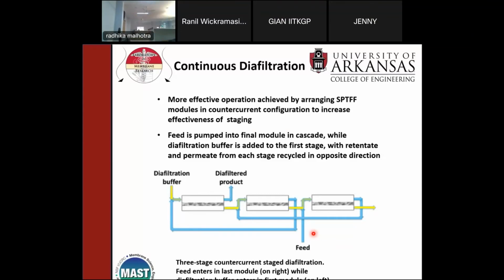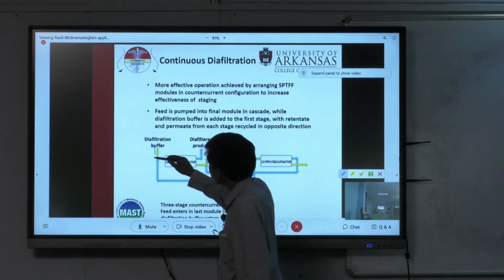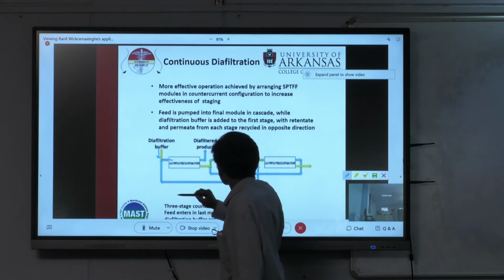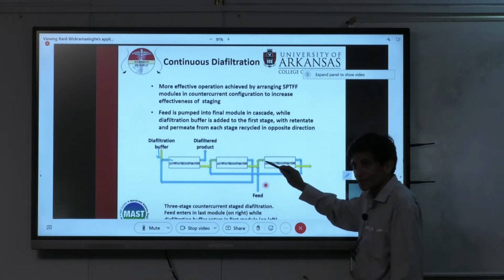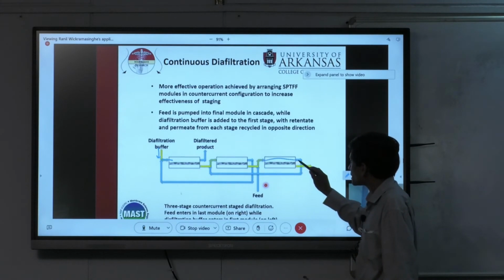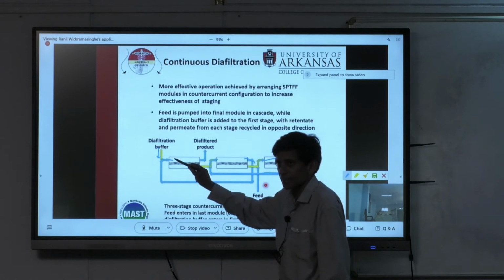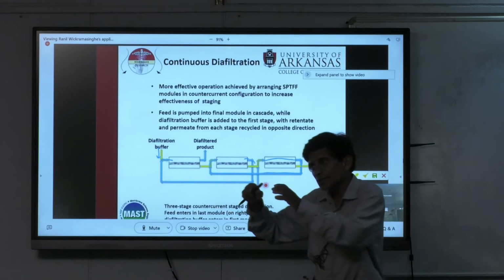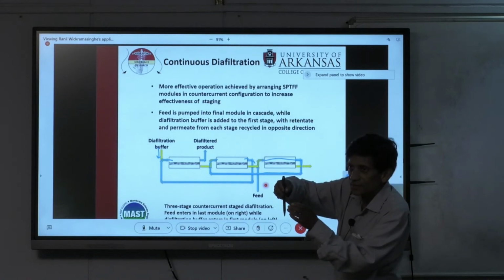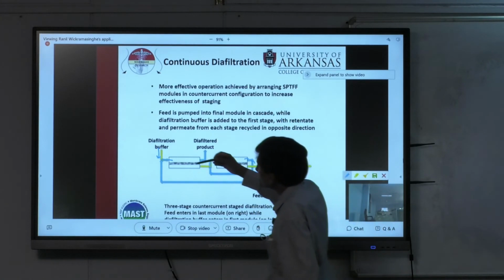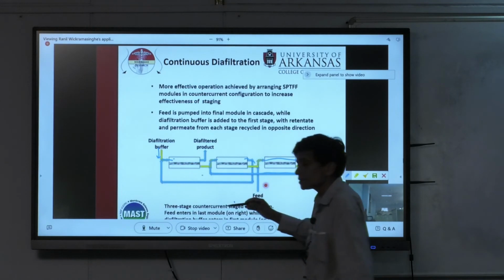So let's look at what's happening here. So here is a diafiltration buffer, and it's coming in here, right? So the diafiltration buffer is coming in here, and it goes through this module like that, okay? Now our feed is entering at the other end, okay? So the feed comes through here, and then it comes back here as retentate, right? And then it's coming through here, and it goes into the second module, comes out, and goes into the first module. Now in the current system, we actually add the diafiltration buffer into the feed bag. But here what we're doing is we are contacting it with the feed that is coming to the third stage.